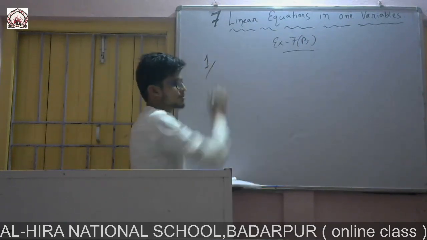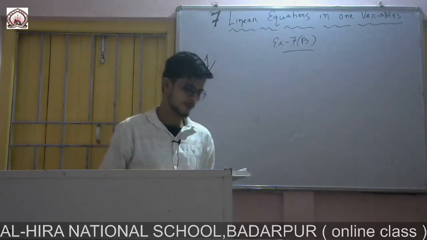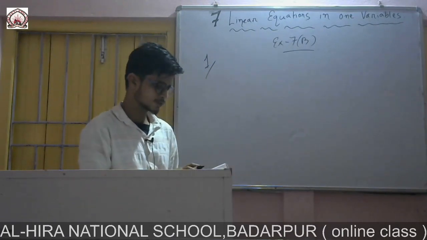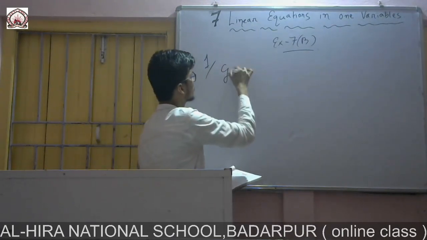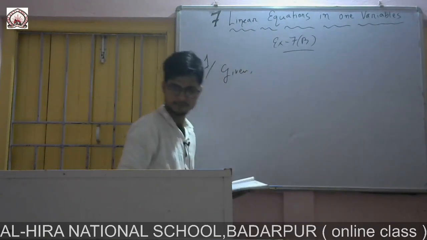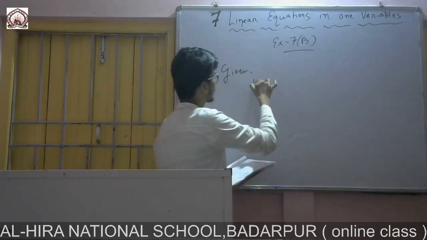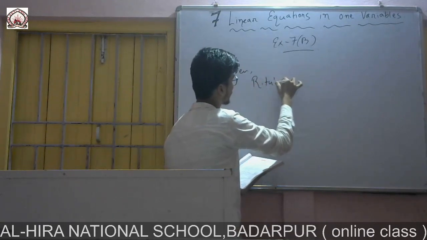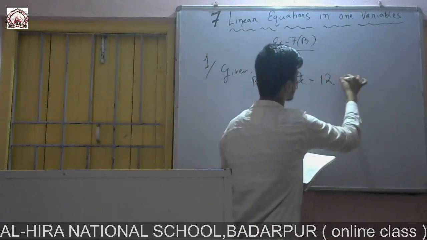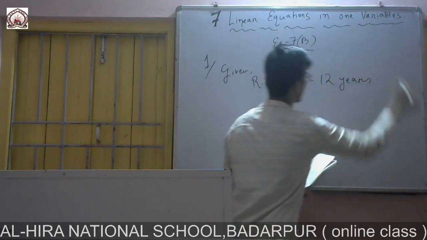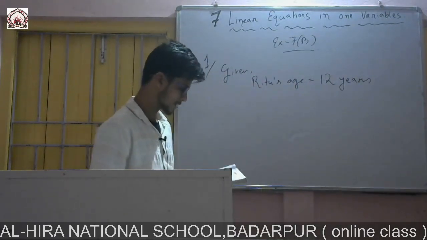Question number 1, you see, the sum of Ritu's age and Ashu's age is 25. Ritu is 12 years old. So write, given: Ritu's age equal to 12 years. Ritu's age is 12 years.